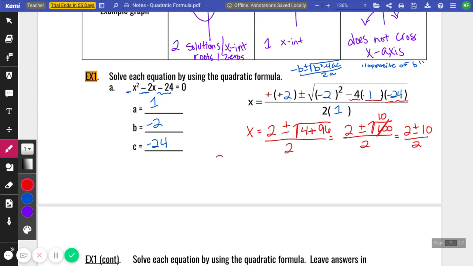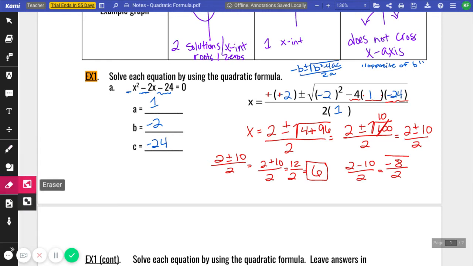So I'm going to rewrite that over here. 2 plus or minus 10 over 2. Since we are going to have two real solutions for this one, I want to do 2 plus 10 divided by 2, and I also want to do 2 minus 10 divided by 2. When we simplify those, you would add your values at the top and get 12 divided by 2, which is 6. So you get one solution that's 6, and then 2 minus 10 is negative 8 over 2, which is negative 4.